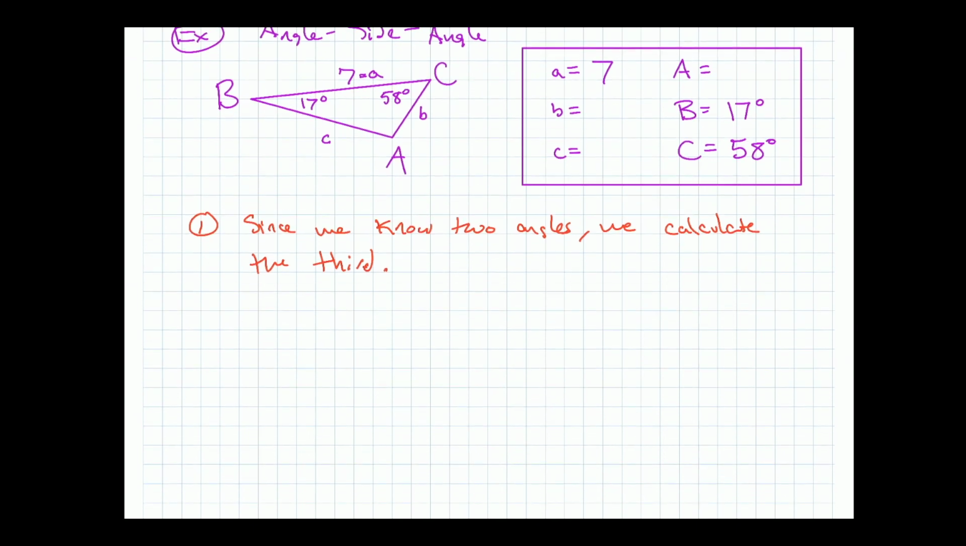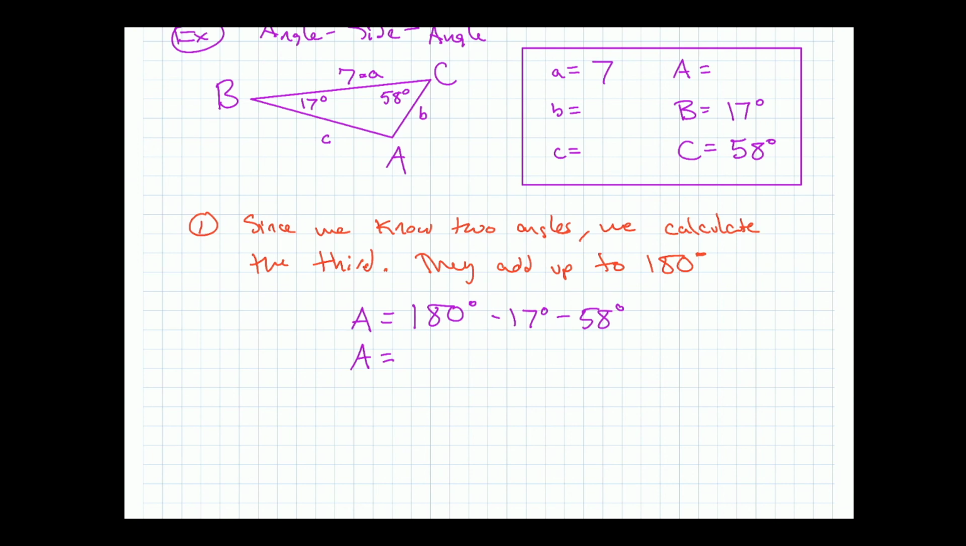Right? How do we do that? We know they add up to 180. Okay, so let's do that. So what do we know? We're looking for A, right? So A has to be 180, and then we're going to subtract the 2 that we already know from 180. So minus 17 minus 58.